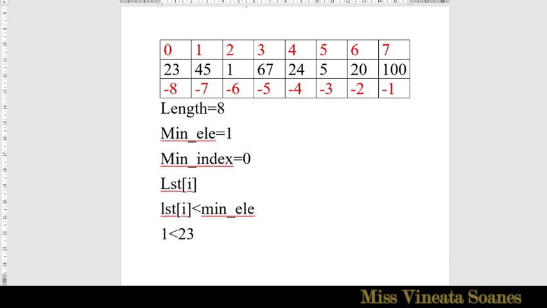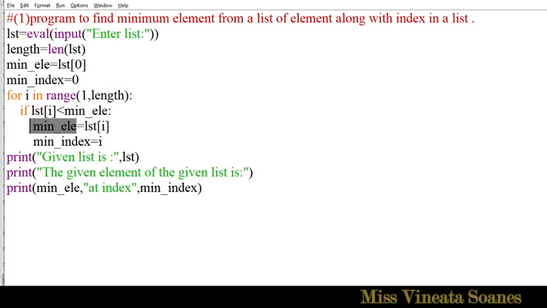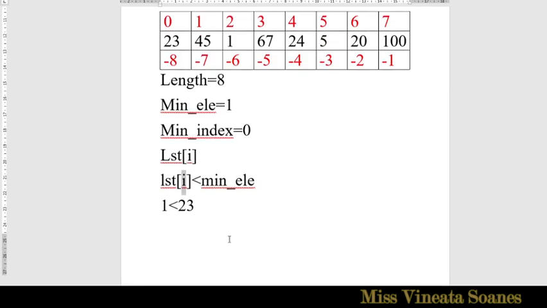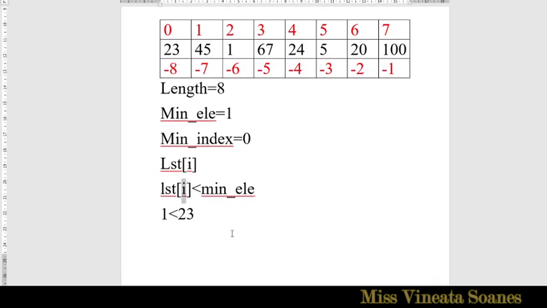Now you will see that even the min index will change. The min index now will be equal to I, and right now I will be 2. The index of I is 2. So then, this one will not be 0 anymore, it will be 2.